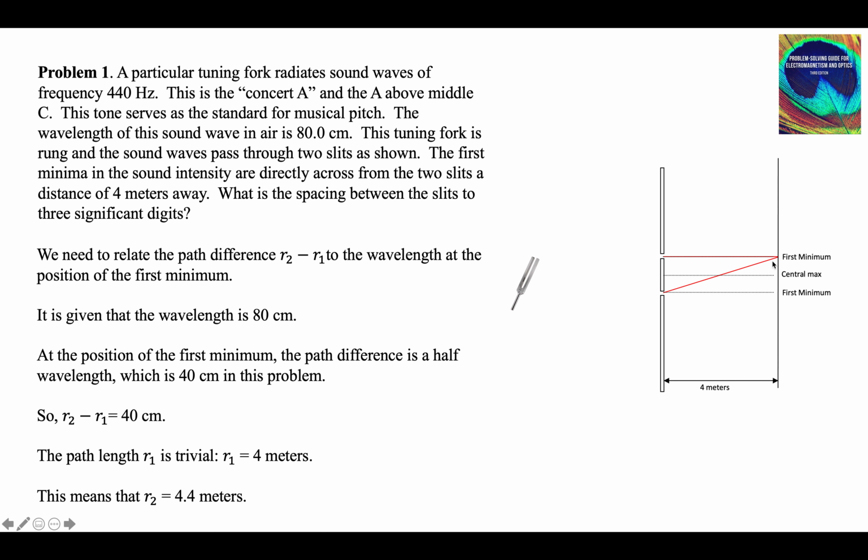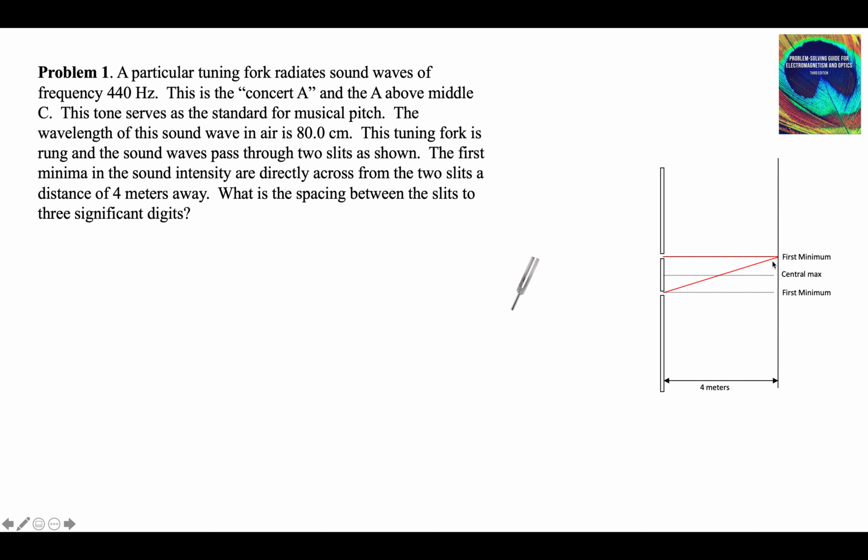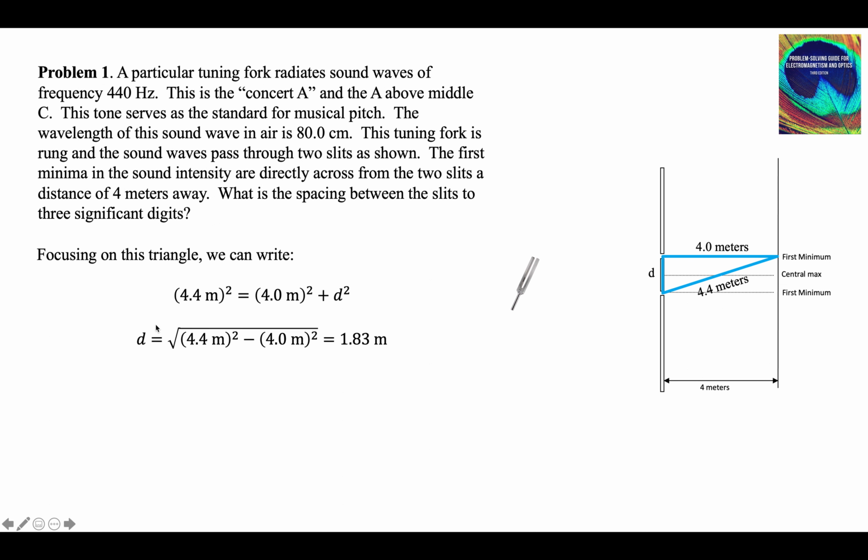It's 40 centimeters longer. So now we can focus on this blue triangle here and put in the lengths. That's 4 meters, that's 4.4 meters, and that's D, the distance between the slits, and that's what we're looking for. So we can write the Pythagorean theorem: A squared plus B squared is C squared. There's the hypotenuse. We want to solve for D, so we subtract the 4.0 meters squared and take the square root of both sides.